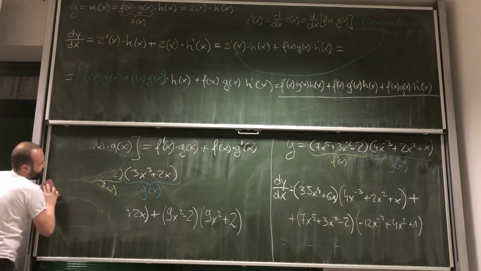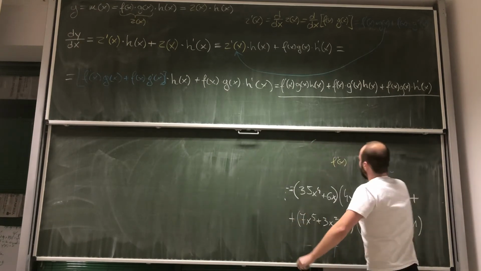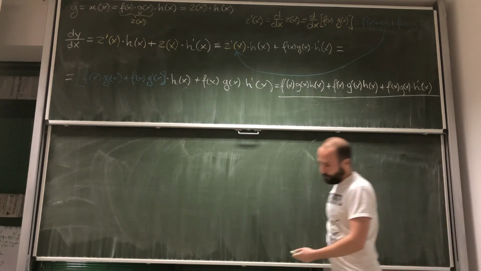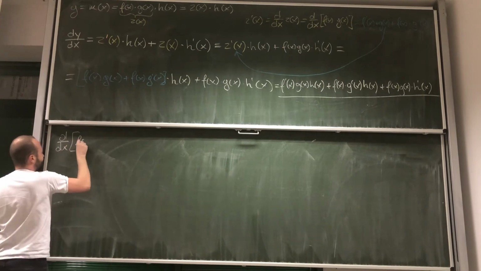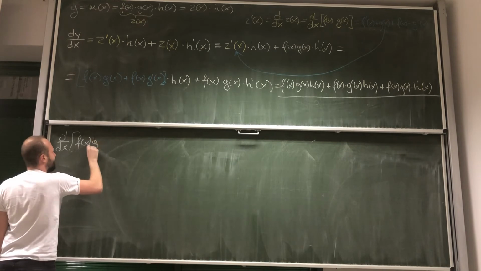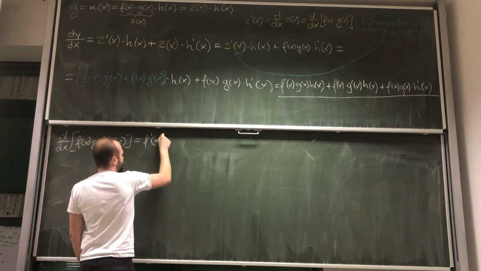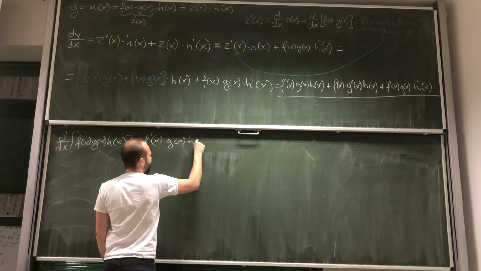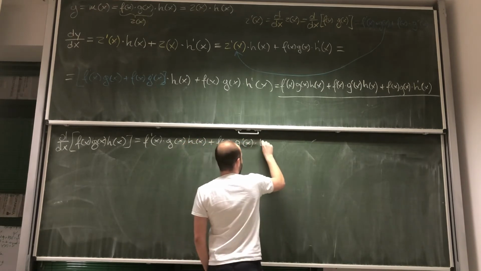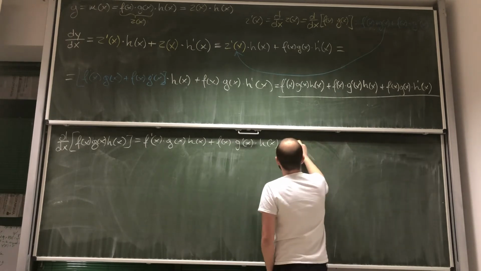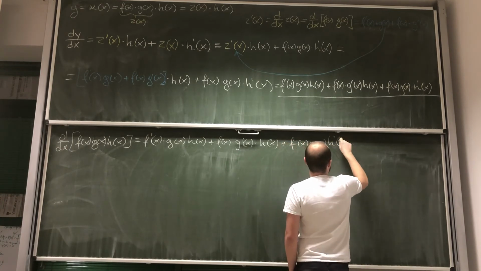So, look, now, putting this all together, we get that the derivative of a product of three functions, f of x times g of x times h of x, is equal to f prime of x times g of x times h of x plus f of x times g prime of x times h of x plus f of x times g of x times h prime of x.